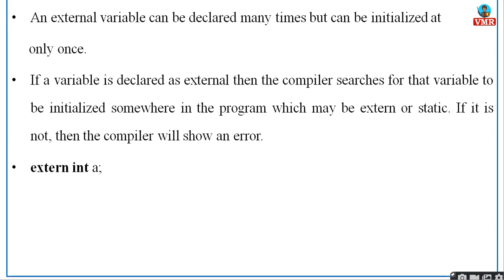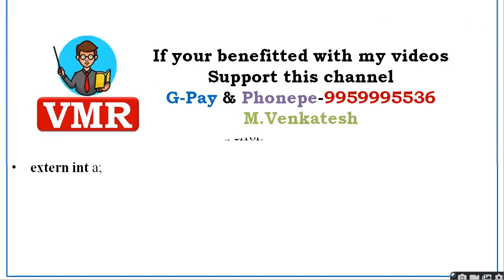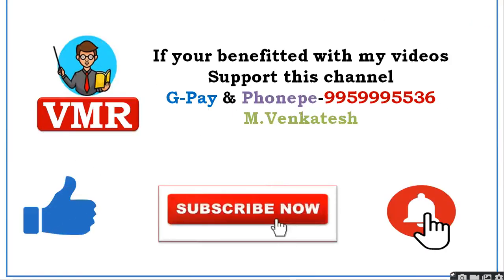If a variable is declared as external, then the compiler searches for that variable to be initialized somewhere in the program, which may be external or static. If it is not, then the compiler will show an error. How do we declare such a variable? Keyword extern, int a. So these are the different storage classes available in your C program.